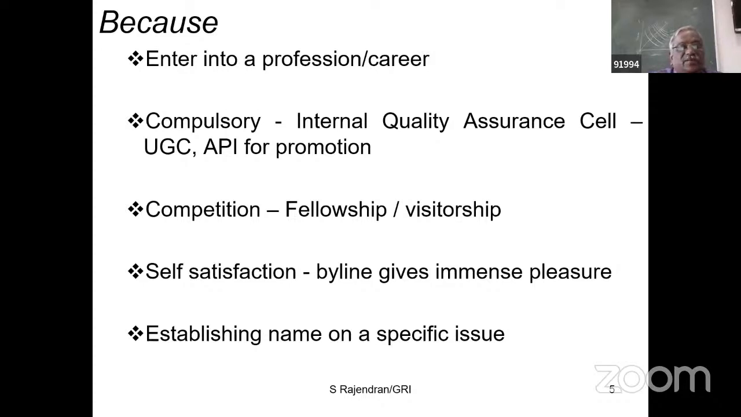And also, there is tremendous pressure on the competitive side. Unless you become a serious researcher, it is very difficult to get fellowships and visitorships from premier institutions of national and international importance. And with all that, you also get self-satisfaction, self-esteem, and self-fulfilling satisfaction after seeing your bylines.